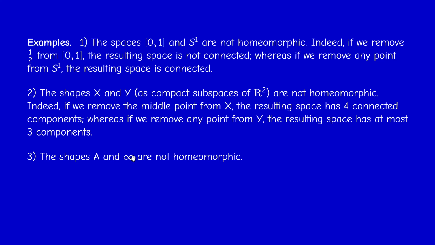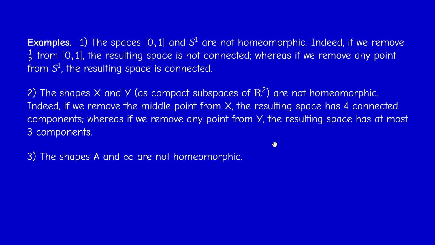Whereas if we remove a topological circle from plus infinity, the resulting space is just a circle without a point. Clearly, the resulting space obtained by removing the circle from A has two connected components, and the resulting space obtained by removing a circle from plus infinity is connected, so they cannot be homeomorphic.